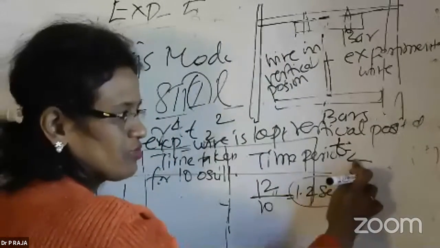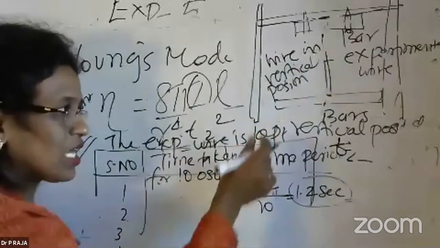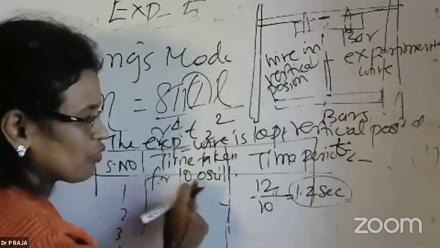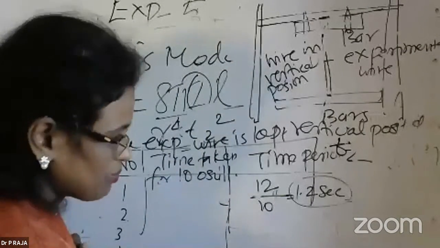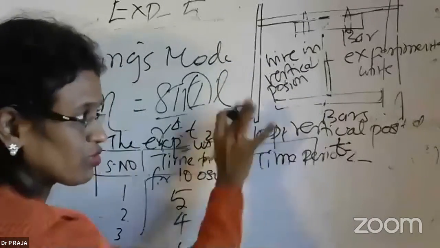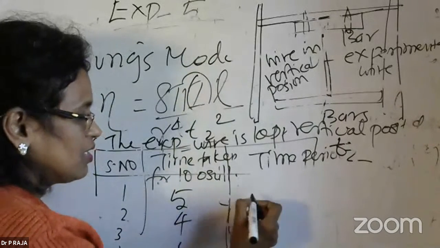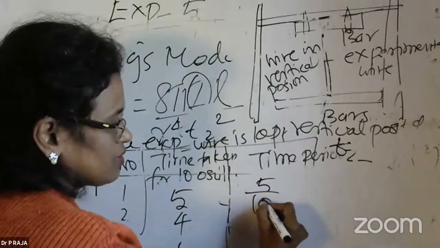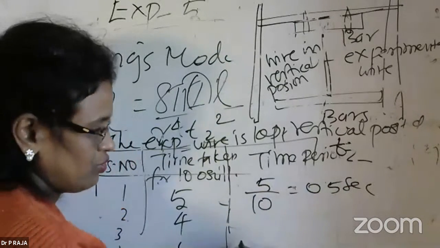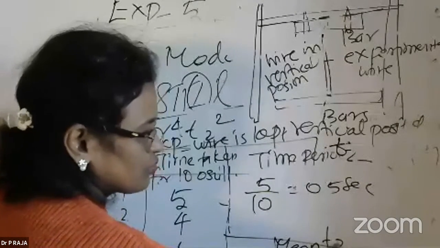In the second tabular column, time T2, you will repeat the same experiment 2, 3, 4 times and note down the time taken and divide it by the number of oscillations, the same way. This time it may be different. You may get 5 seconds, 4 seconds, it may not oscillate much. So the time taken will be different. So this will be 5 by 10, it will be 0.5 seconds, like that it will reduce. And note down the mean, mean T2.